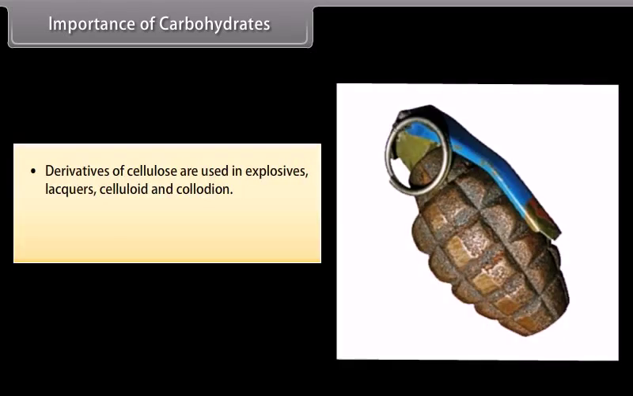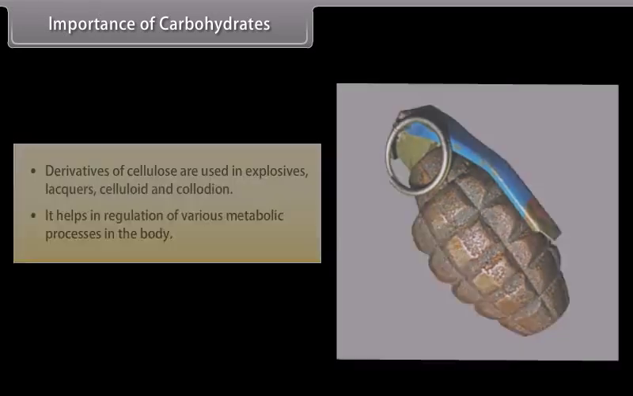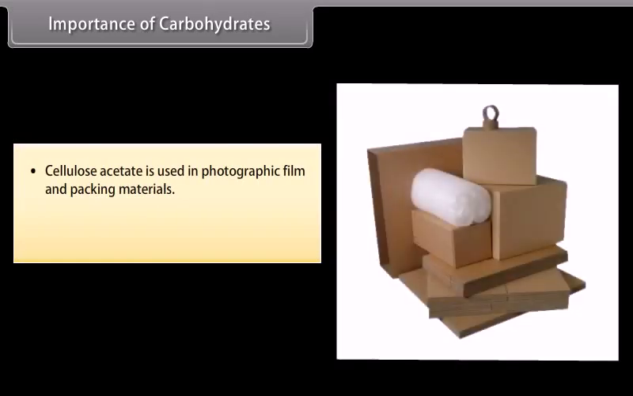Derivatives of cellulose are used in explosives, lacquers, celluloid, and collodion. Carbohydrates help in regulation of various metabolic processes in the body. Cellulose acetate is used in photographic film and packing materials. Carbohydrates are present as the storage form of food in plants as starch.